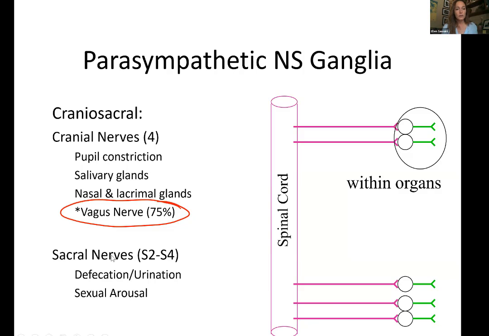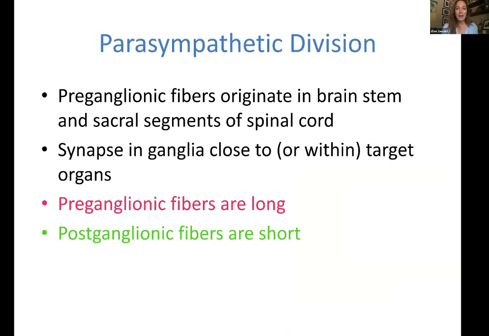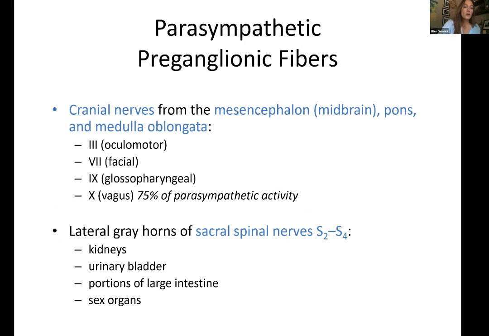We have the sacral nerves. Obviously, that's going to be located way down. Defecation, urination. So it goes to your reproductive as well as your urinary systems. All right. So the parasympathetic division is we have long preganglionic fibers and short postganglionic fibers. So it's the opposite. You should know which cranial nerves are part of the parasympathetic nervous system.